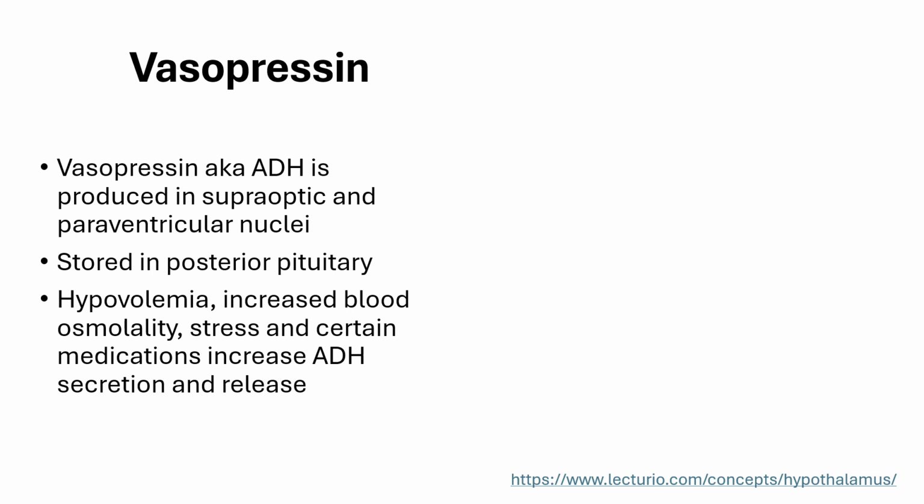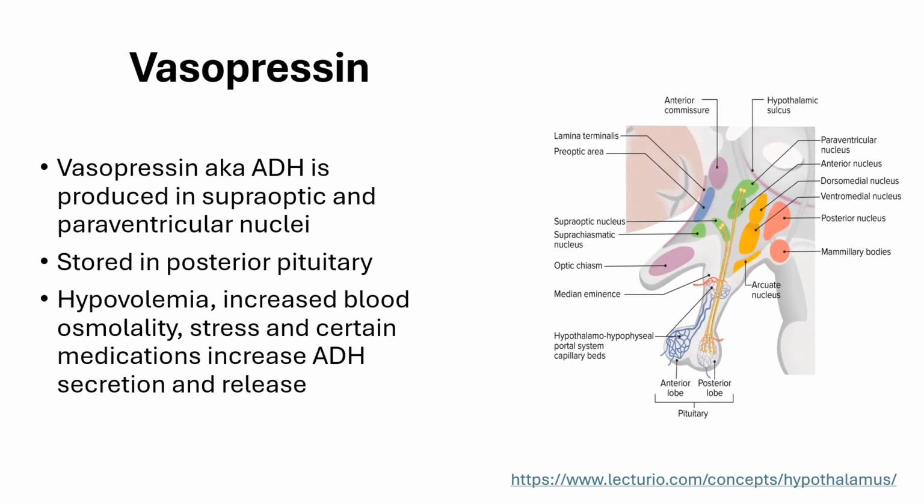So vasopressin, also known as ADH or antidiuretic hormone, is produced in supraoptic and paraventricular nuclei of the hypothalamus. Then it is transported and stored in the posterior pituitary. Hypovolemia, increased blood osmolality, stress, and certain medications can increase ADH secretion and release. On the right part of the screen, you see an image representing the relationship between different nuclei of the hypothalamus and the pituitary gland.